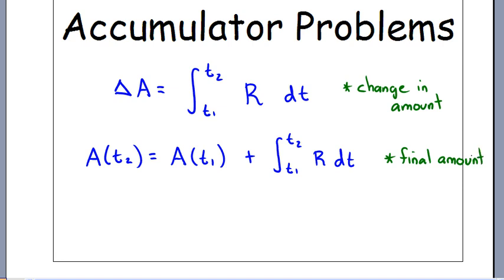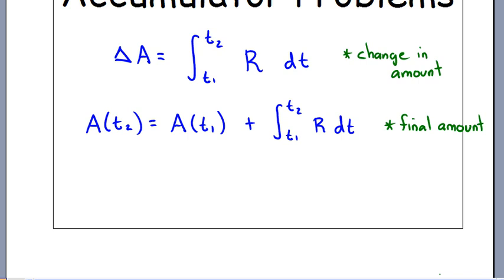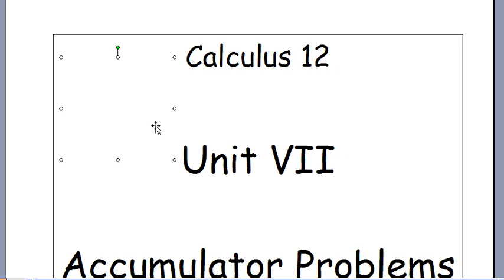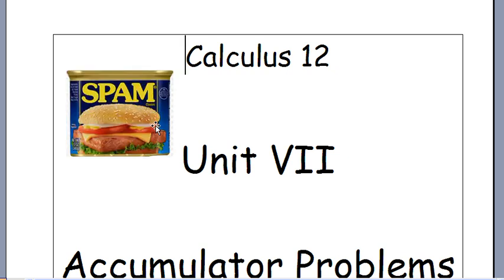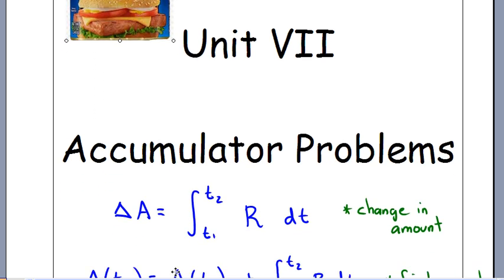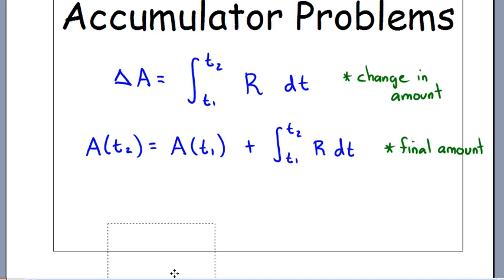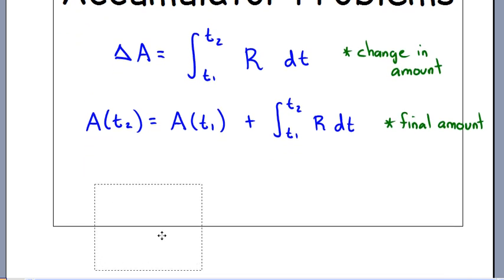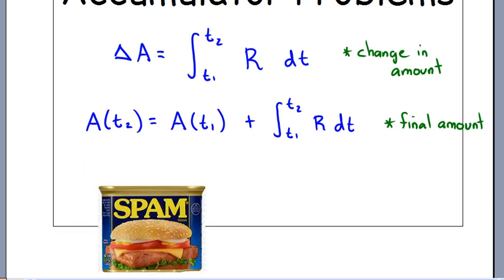Now we're going to throw a little fun name on this. If you have to find that final amount, the name we're going to give it just for fun is going to be named after some World War II canned meat. We're going to call it the SPAM method, and I'll show you why. So if you're finding the final amount and you're adding the beginning to the stuff you're adding, we're just going to jokingly call it the SPAM method.